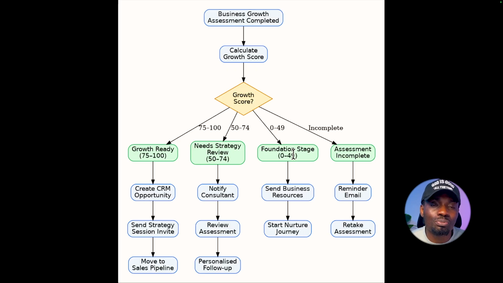If the person is under 50, that particular lead will be in our nurturing sequence. That is how we would operate this. And if the person doesn't complete the form or the assessment, a reminder will be sent for them to retake the assessment. That is the logic of our assessment.